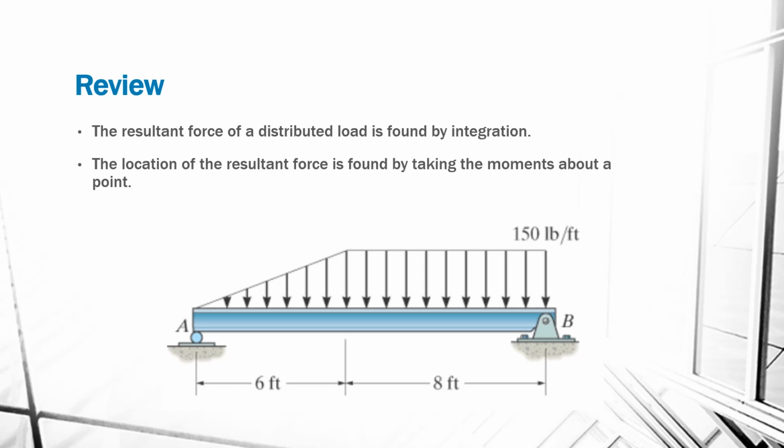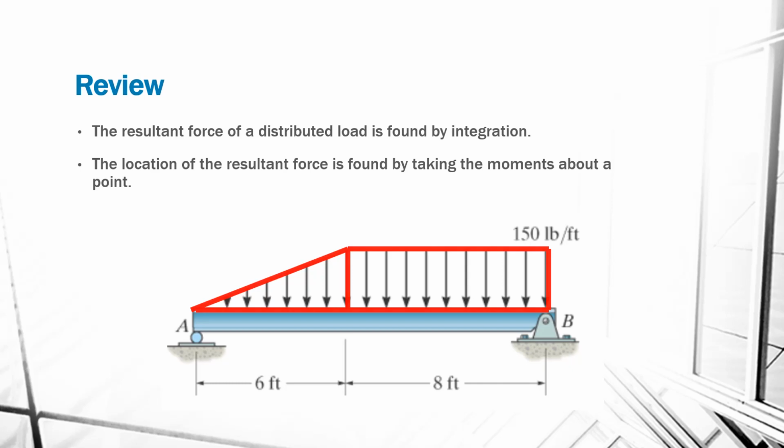We could find the resultant force of this distributed load by finding the area of that distribution. And we could find this area by finding first the area of the triangular section, which would be its base of 6 feet, times its height of 150 pounds per foot, and multiplying them and dividing them by 2. We could also find the area of this rectangular section by taking its base of 8 feet and multiplying it times its height of 150 pounds per foot.